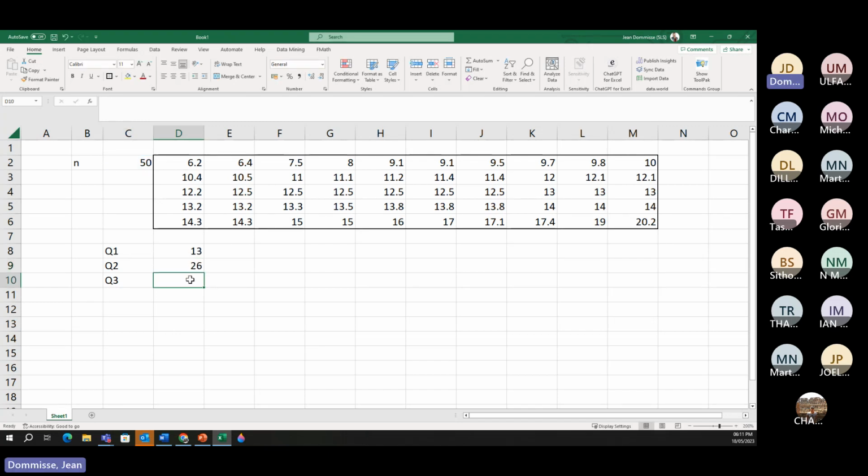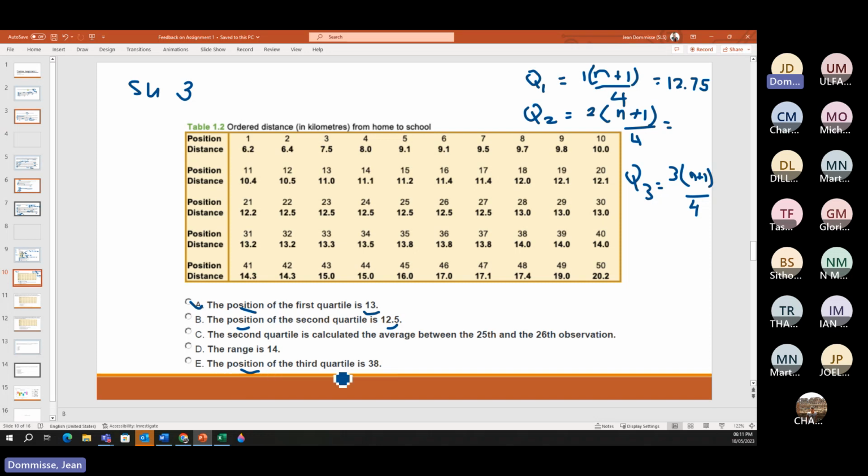Okay, so it's 26 and not, and then let's just do that for, and then Q3 is 38. So Q3 position is, so that's correct. The position of Q2 is obviously wrong. It should be 26 and not 12 and a half.